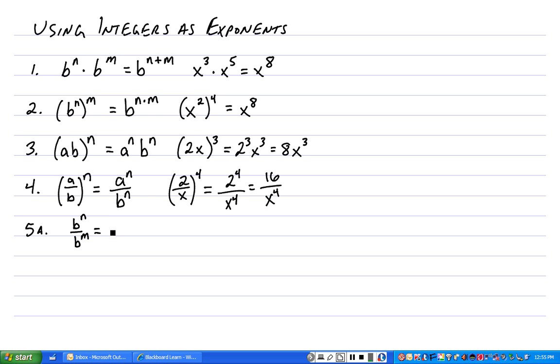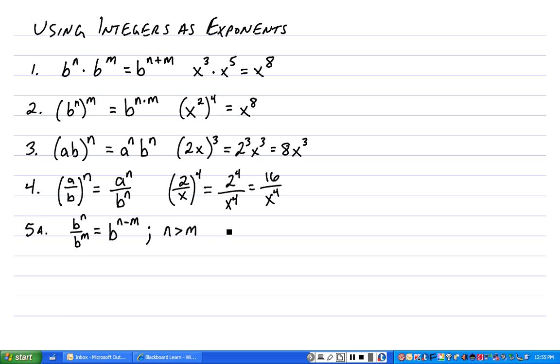So since the base is the same, since both have a base of b, the answer will be b to the n minus m, as long as n is greater than m. So as long as the exponent n is greater than the exponent m, then you subtract n minus m and you'd write the answer as the exponent.